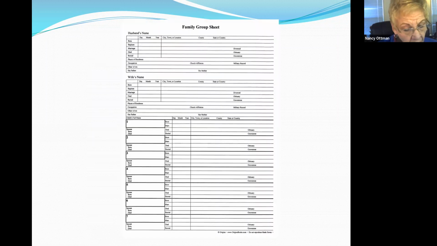I would suggest that you use a family group sheet to record your information. And it can be listed with either the husband's name first or the wife's name. And then you have the opportunity to list all the children. You can get one of those free, usually from Family Search, or Ancestry also has some copies of those.